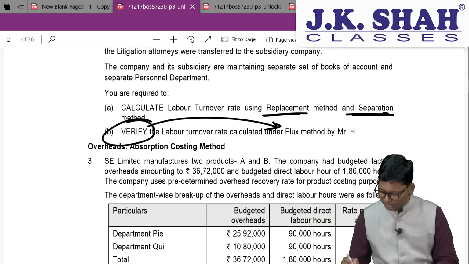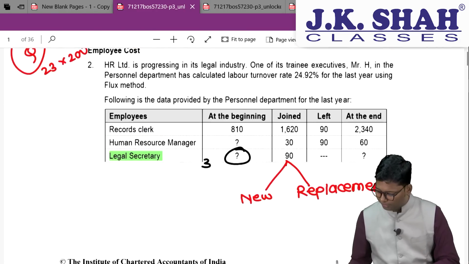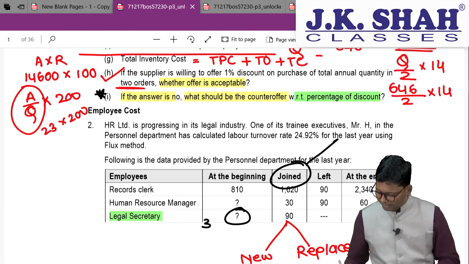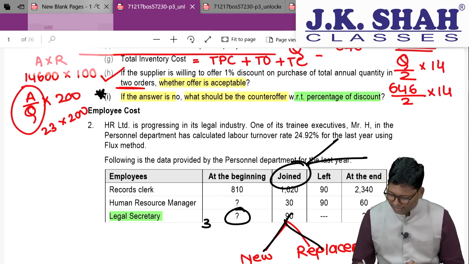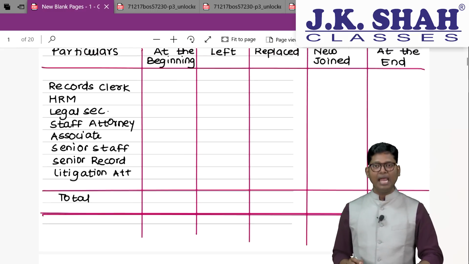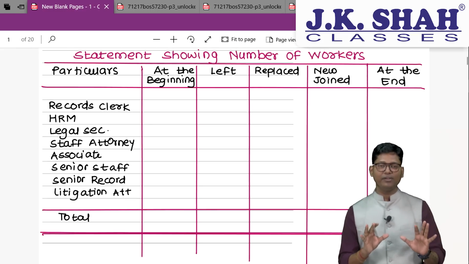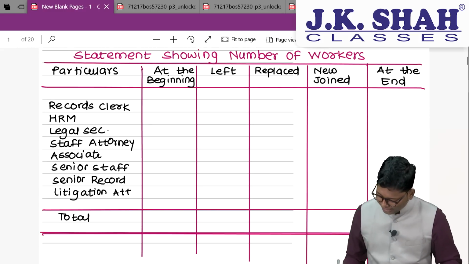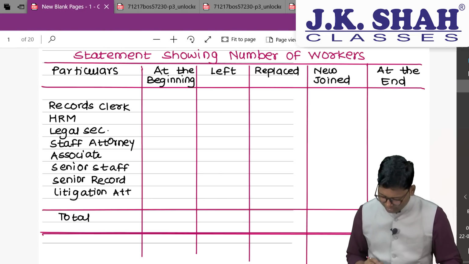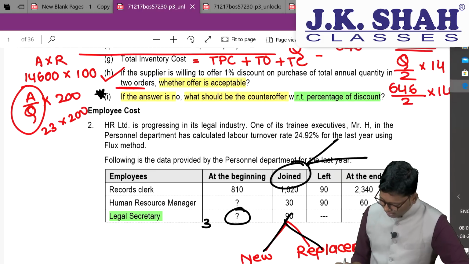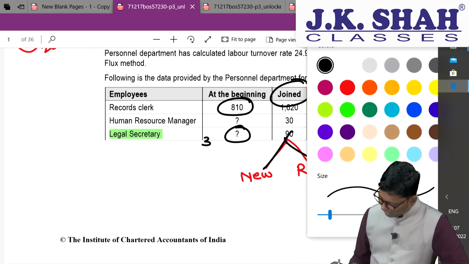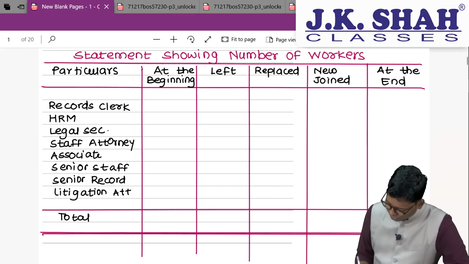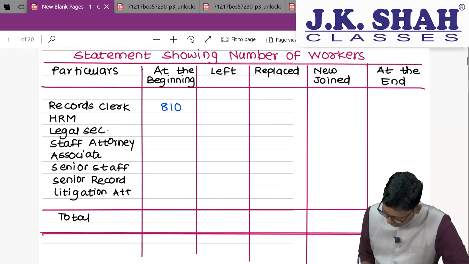If you check the question, they have given you joined employees together. This joined column I have divided into 2 parts. First is new and second one is the replacement. Now try and understand how I am presenting my solution. I have drafted everything. Record clerks related information is available. If you check the information given in the question, in the beginning, number of record clerks available with the company were 810. So same thing, I have recorded 810.